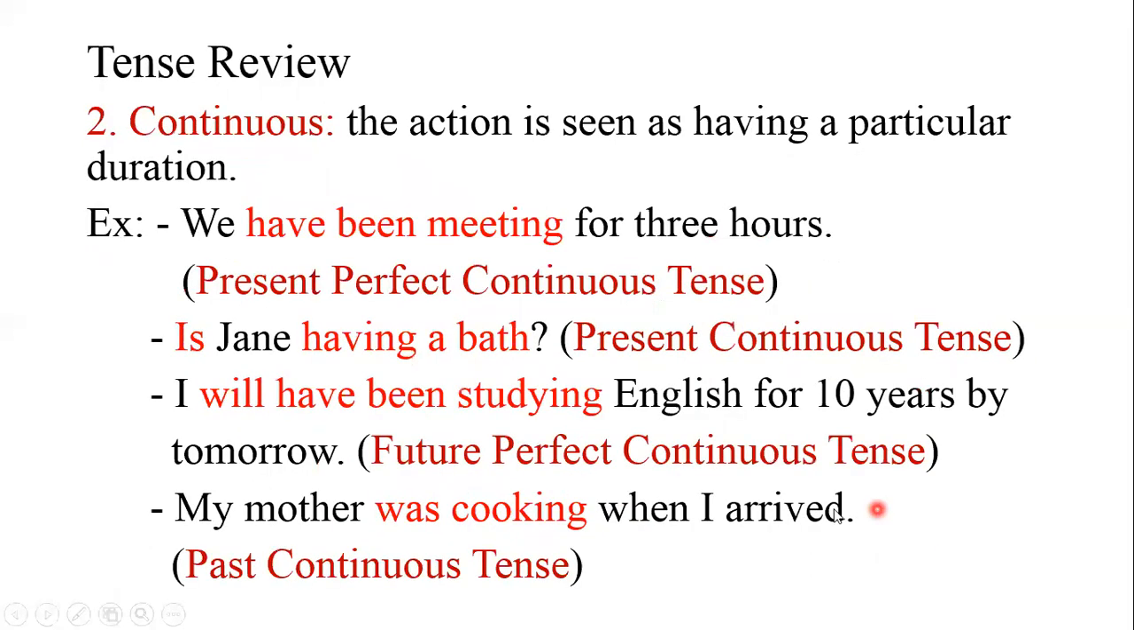Number 2, we talk about continuous. The action is seen as having a particular duration when we talk about continuous. Example, we have been meeting for 3 hours. This is present perfect continuous tense. Have been meeting. How long? 3 hours. So here we focus on the action being ongoing for some time. Is Jane having a bath? It has a duration, it's happening now. It is present continuous tense.